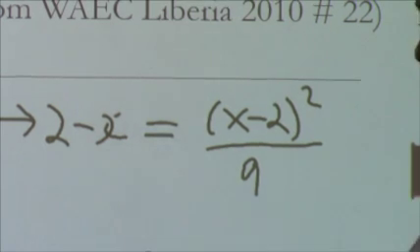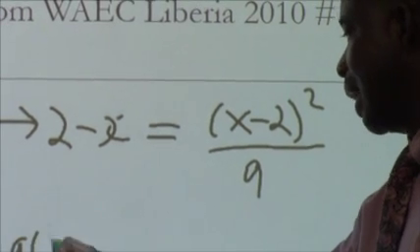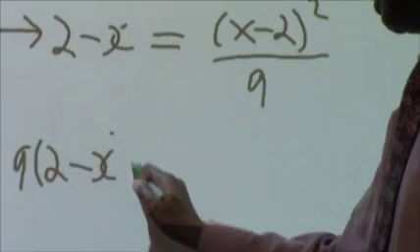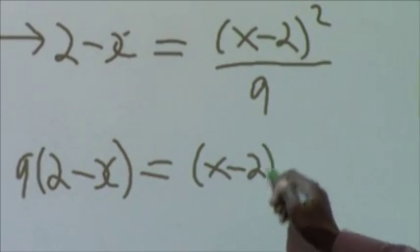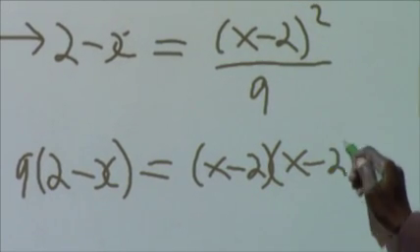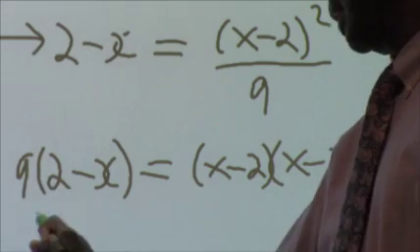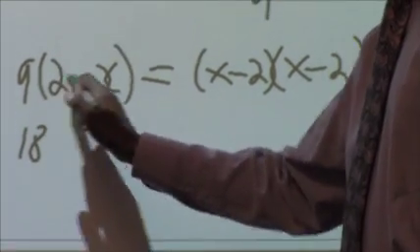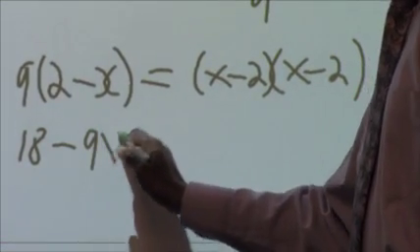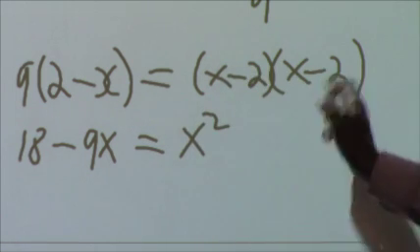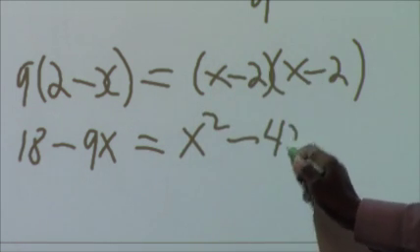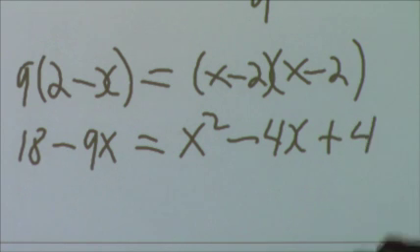Okay? And let's see what I could do here. I can cross multiply, so I'll have 9 times 2 minus x equal to x minus 2 squared, which means x minus 2 times x minus 2. 9 times 2 is 18. 9 times x, that's minus 9x. x times x will be x squared. That's going to give me negative 4x plus 4. You can go ahead and practice that.